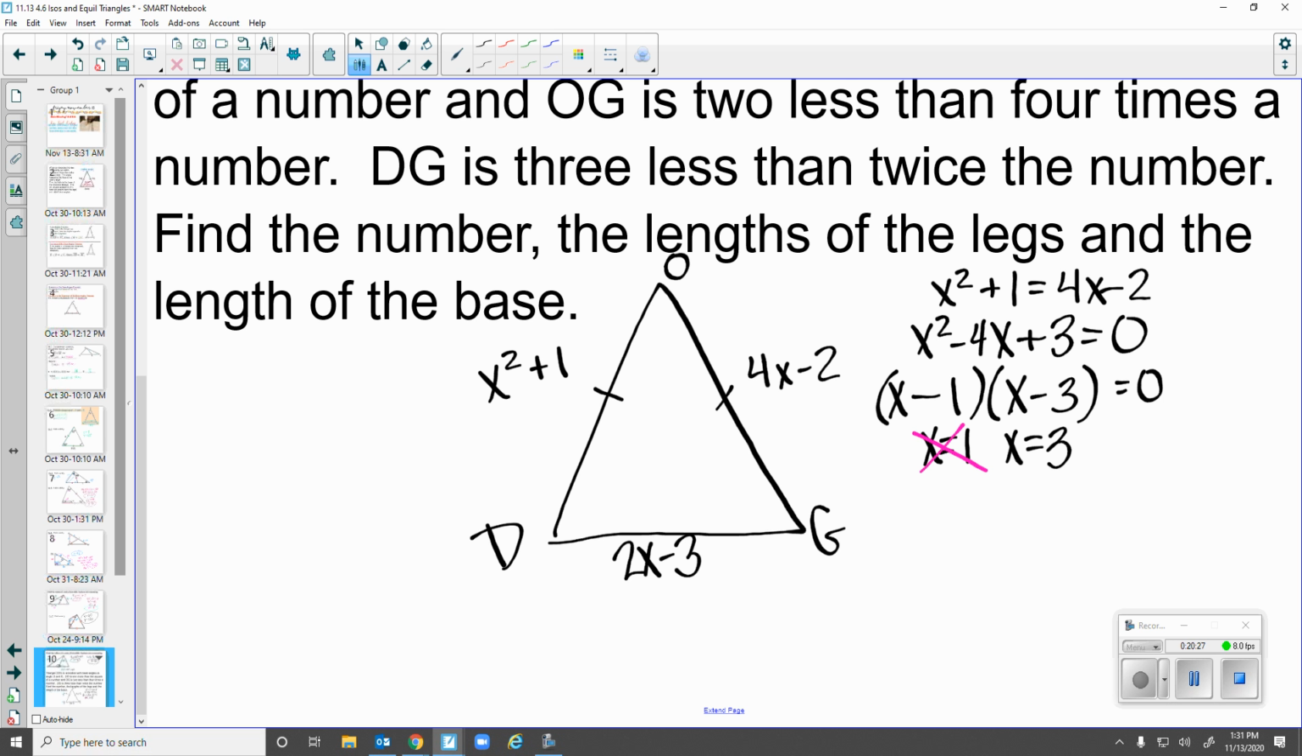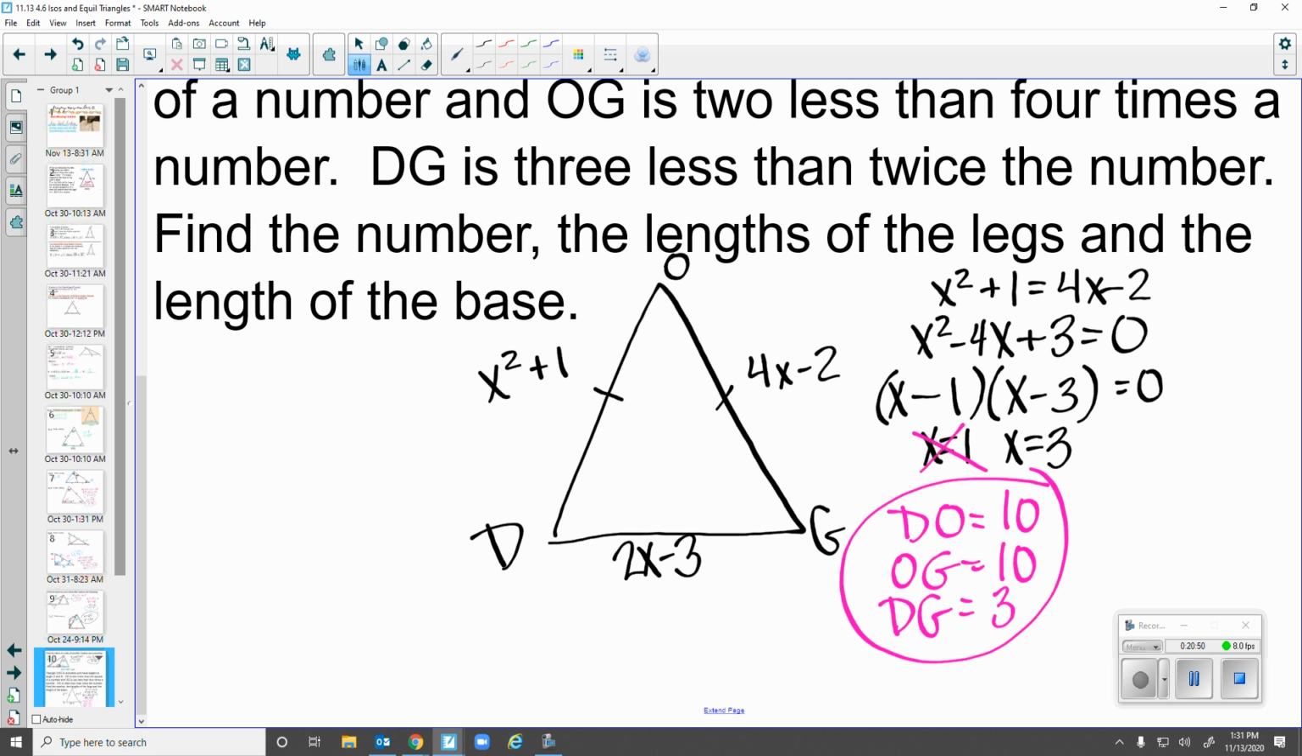So when it's asking for all the different lengths, we have DO, OG, and then DG. DO is 10, OG has to be 10. And another way is that 10 plus 10 is 20, 20 is greater than 3, 3 plus 10 is 13, 13 is greater than 10. You know that way that you can check if, what's it called, two sides have to add up and they have to be greater than the third. We'll do that this year.